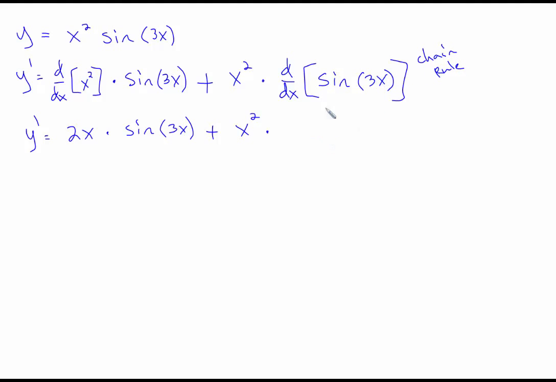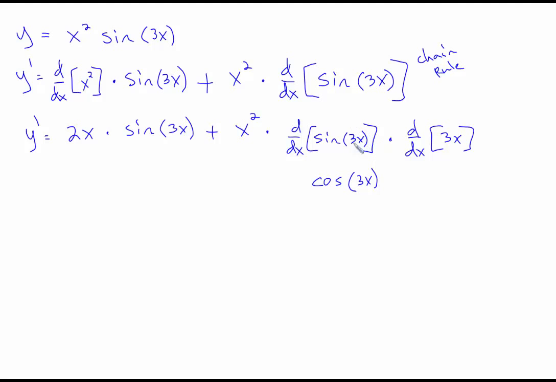So for chain rule, I'm taking the derivative of sine of 3x times, remember, the derivative of the inside function, which is 3x. So the derivative of sine of 3x is going to be cosine 3x. Remember, keep this angle the same.